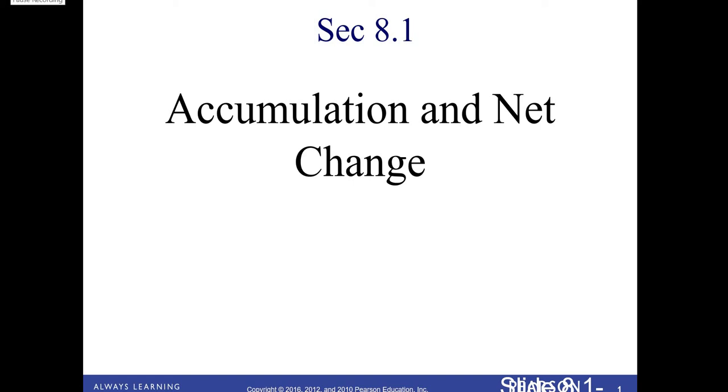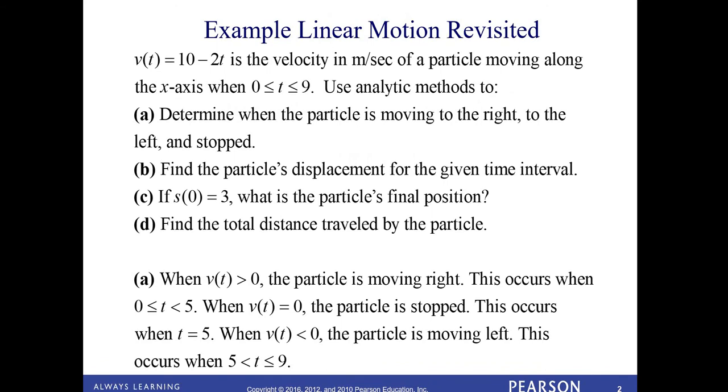Okay, this is section 7.1, accumulation and net change. This is all review, so we're just going to do a couple quick examples. The first is going back to our linear motion. So we've got a problem where we're given velocity in meters per second of a particle moving along the x-axis from 0 to 9 seconds.